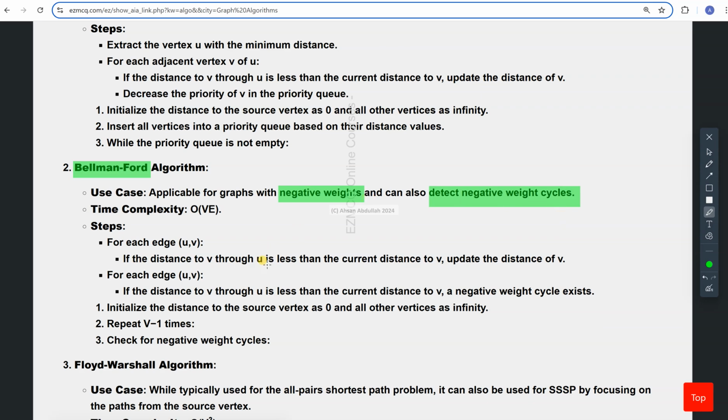So how does it work? If the distance to v through u is less than the current distance, update the distance of v, right?